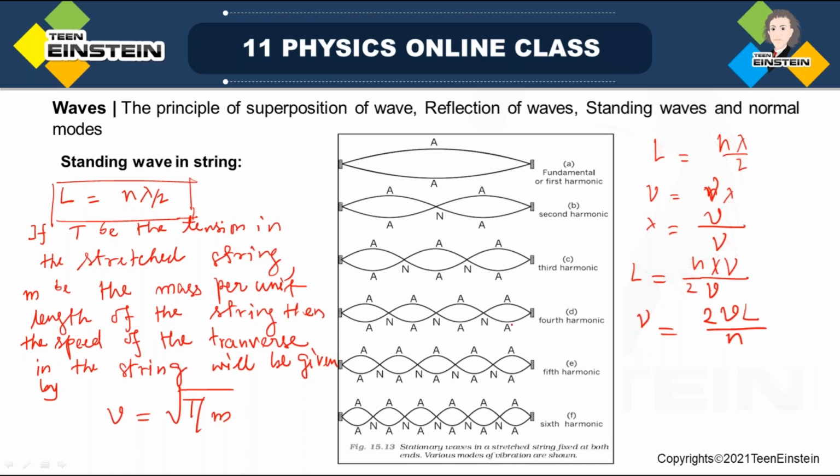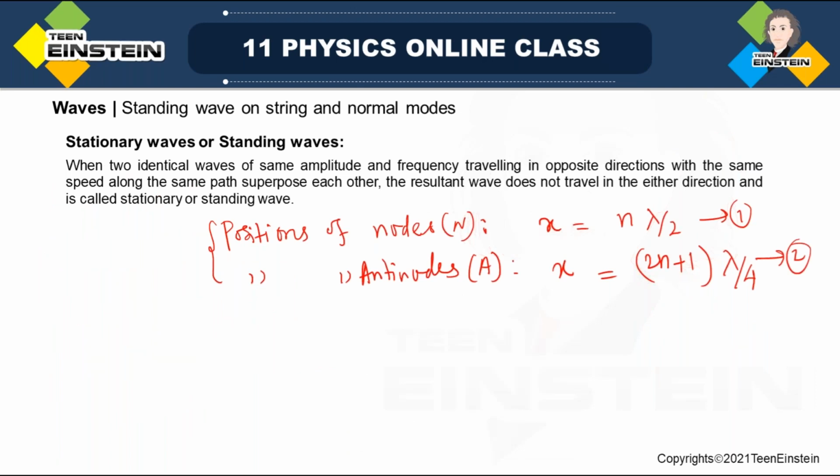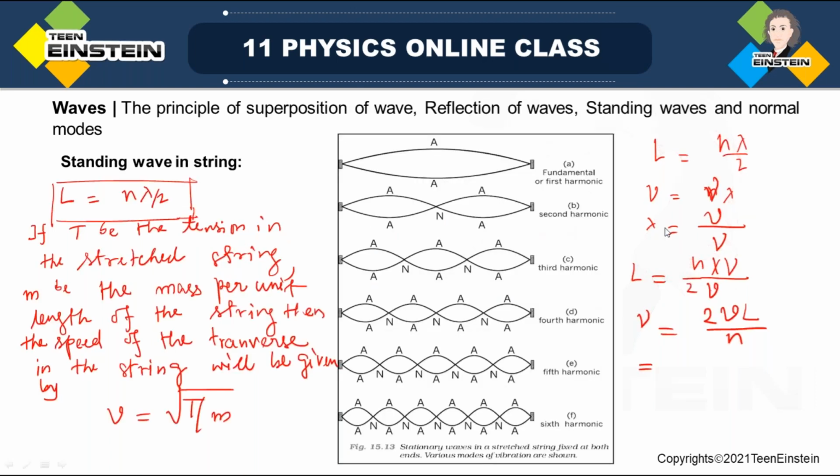Okay, so here we can do another thing. Lambda is v by nu. All right. Let me put this value of v over here. Somewhere we have made some mistake. L is equal to n lambda. Let me just check once. L is equal to n lambda by 2. All right. L is equal to n lambda by 2.